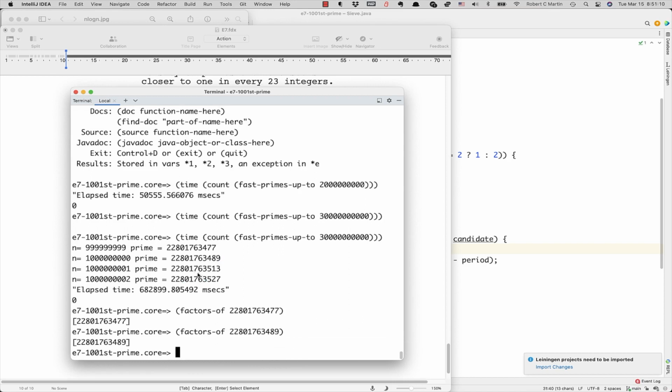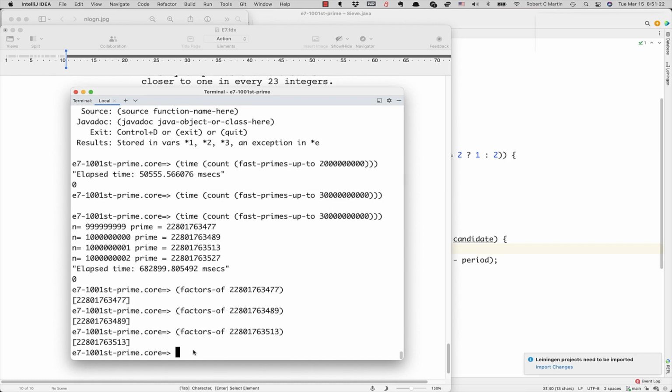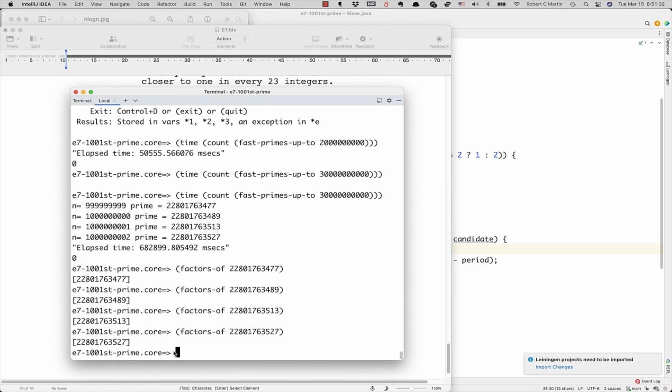That one looks prime too. That's the billionth prime, so must be prime. That's good. And let's try this one. Yeah, that one looks prime. Yep, okay. And the last one, I think they're all going to be prime, aren't they? Yep, okay. They all seem to be prime.